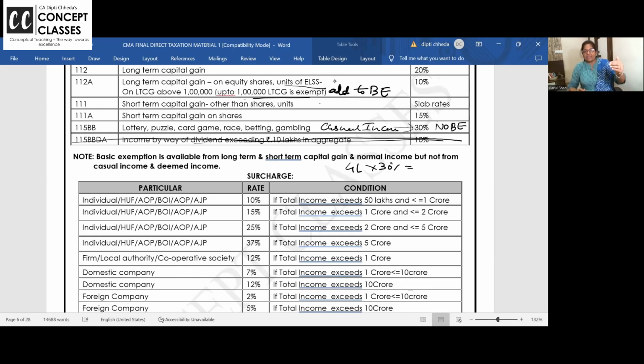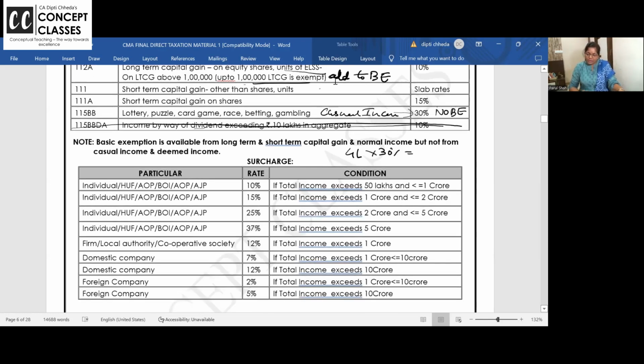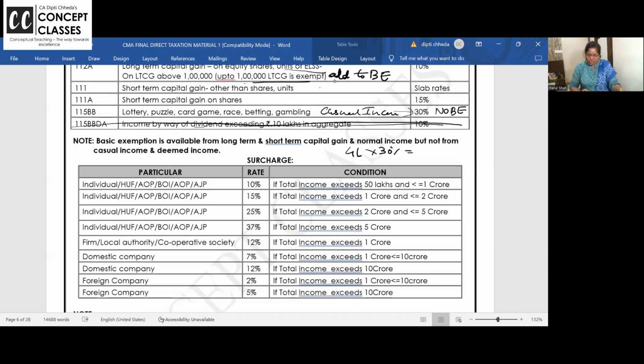Additional tax. Additional tax you have to pay on tax. Surcharge is always calculated on tax, when you are earning more. So for individual, HUF, AOP, BOI, if total income exceeds 50 lakhs and is up to 1 crore, the surcharge rate is 10%.